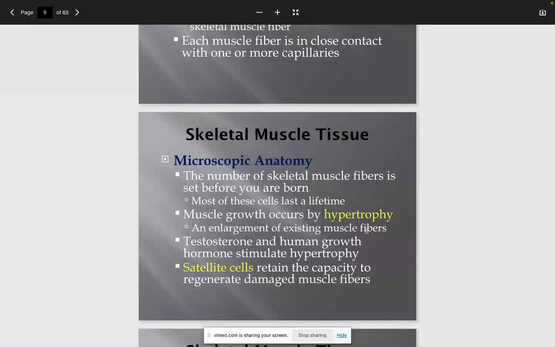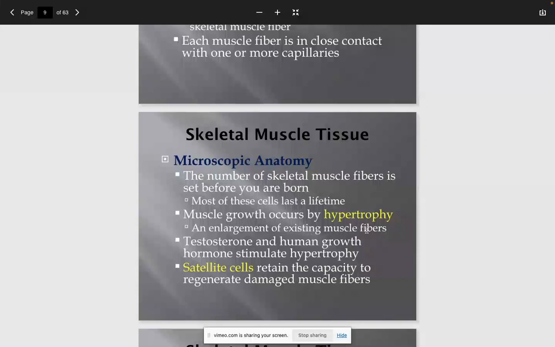Testosterone and human growth hormone stimulate hypertrophy. This is why you'll see a lot of bodybuilders abuse these substances. They will inject themselves with testosterone or, in some cases, human growth hormone, and it causes an increase in muscle hypertrophy. So it causes the muscle to grow.